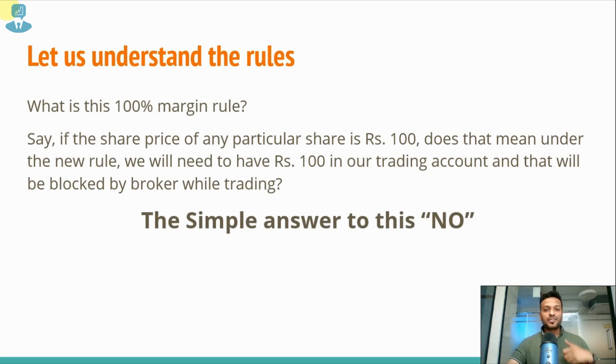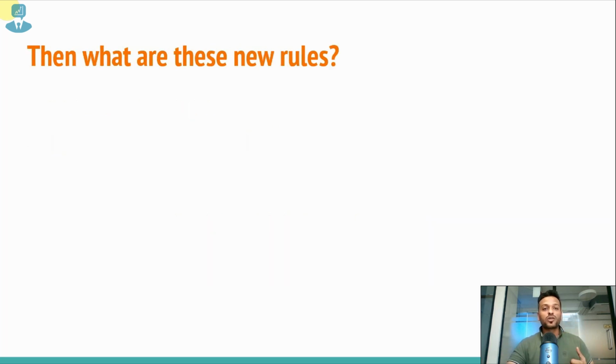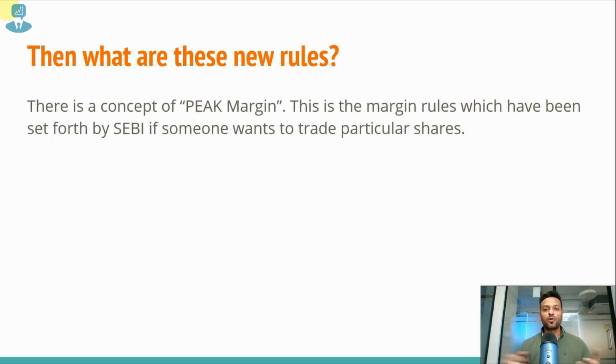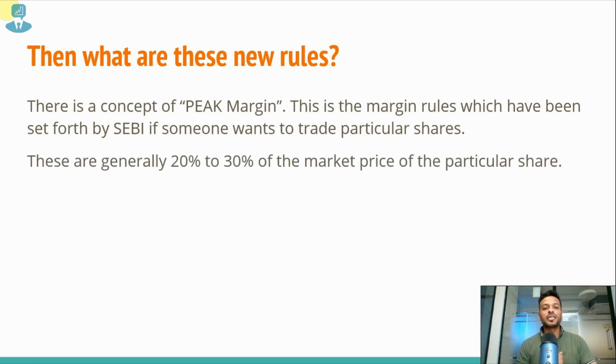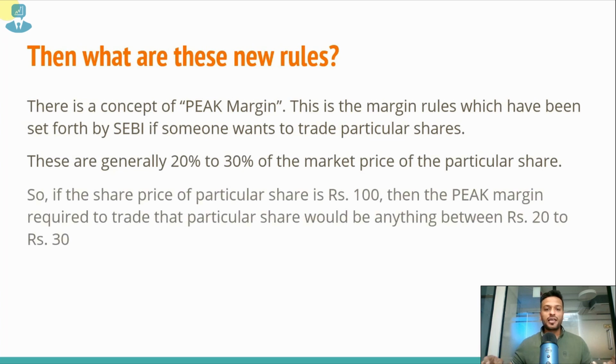The new rules have been applied to the concept of peak margin. Now what is the peak margin? The peak margin is the amount of money required to trade a particular share, and it is generally in the range of 20 to 30% of the market price of the share. Say the share price is rupees 100, then under the peak margin rule you need to deposit anything between 20 rupees to 30 rupees with the broker. You don't have to put 100 rupees, only 20 to 30 rupees.